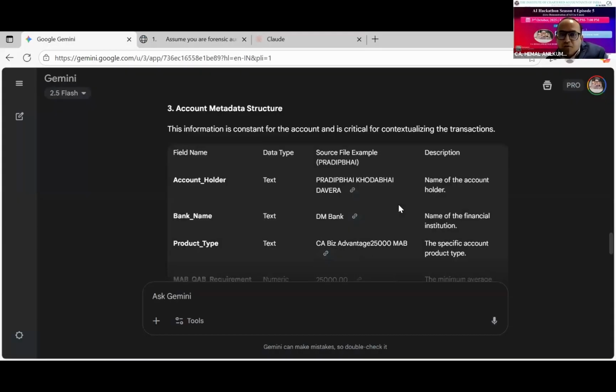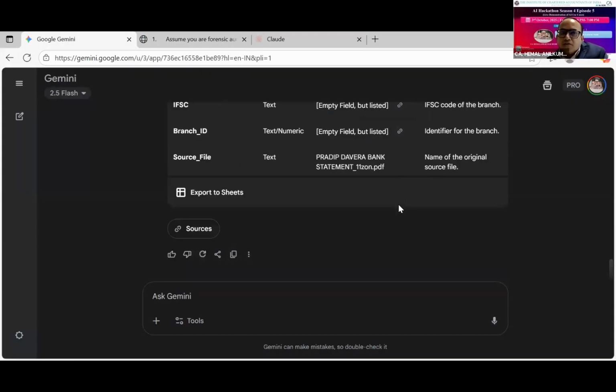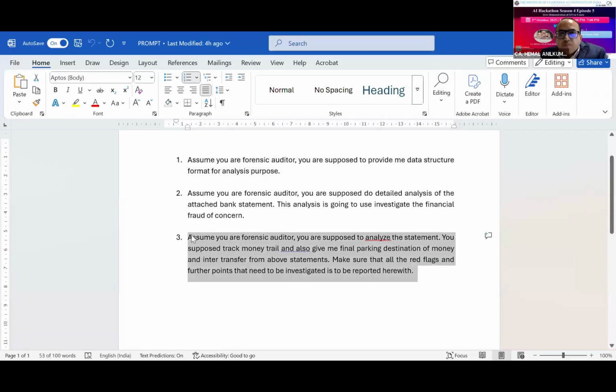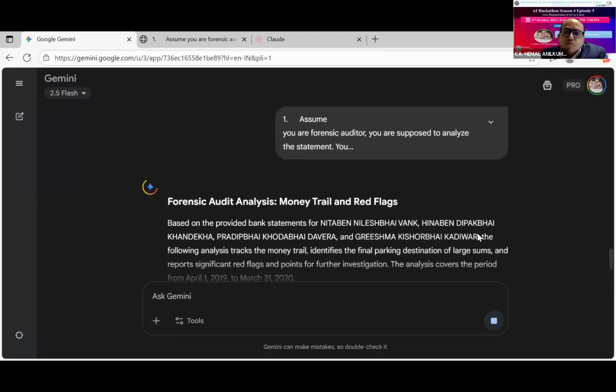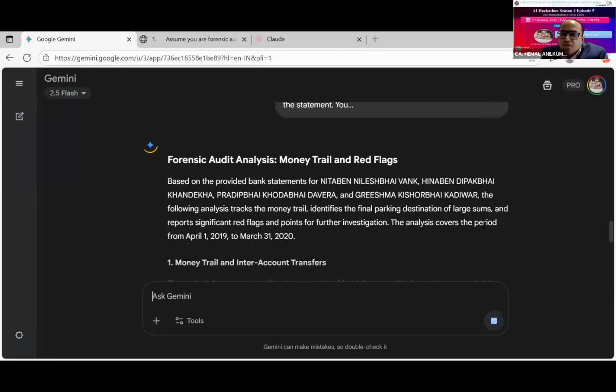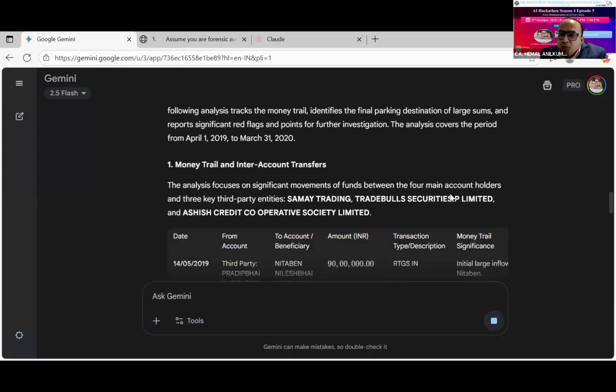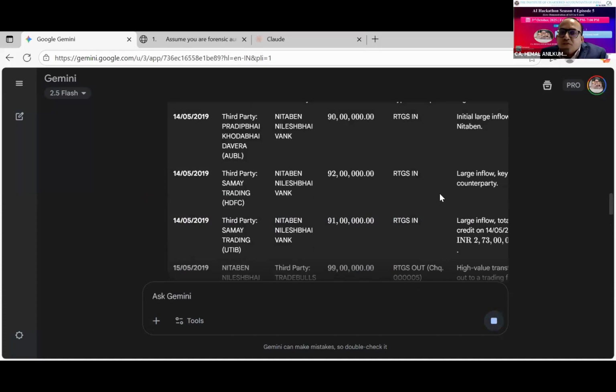After downloading this data in an Excel sheet, we can further ask Gemini to analyze these statements for further investigation purposes. These Gemini tools help us to identify the money trail: from where money comes, where money is parked, which type of transactions occurred, and the amount.